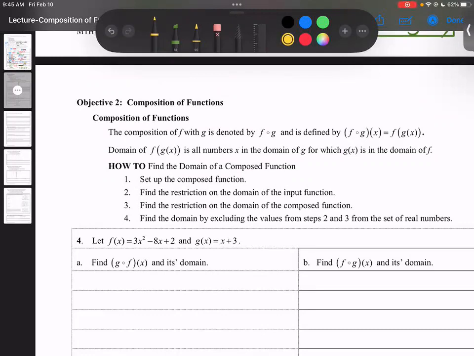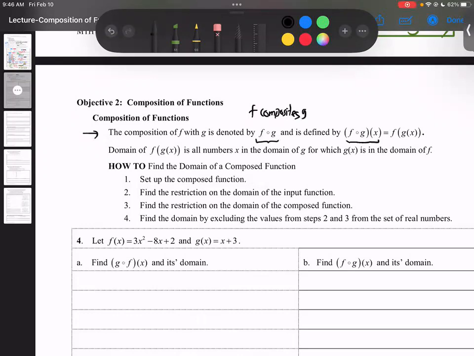The composite function of f with g is denoted by f composite g. The little hollow circle means composite. It's not multiplication. Multiplication is a little solid dot. So you read this as f composite g. And it's defined like this.